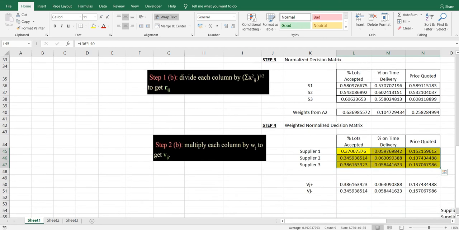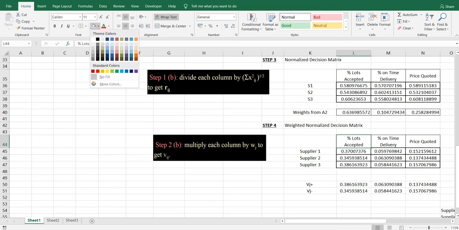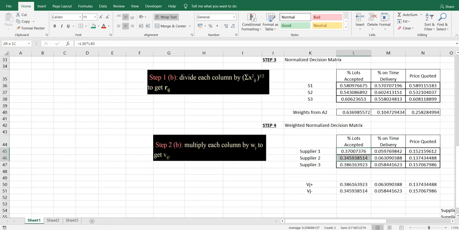Okay. Now after that we have to see which value is best or worst for you, right? If you take the case of percentage lot accepted, the objective function will be higher the better. Hence you have to search for the higher value in this column. So the higher value is 0.386. This is the ideal value which I have written over here, right?